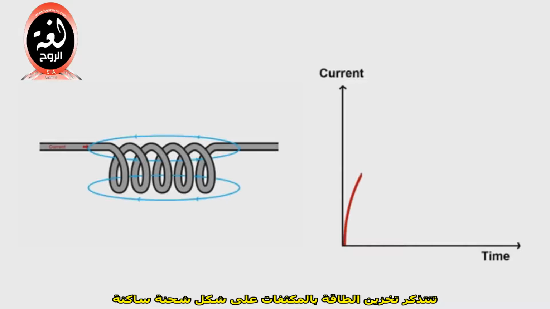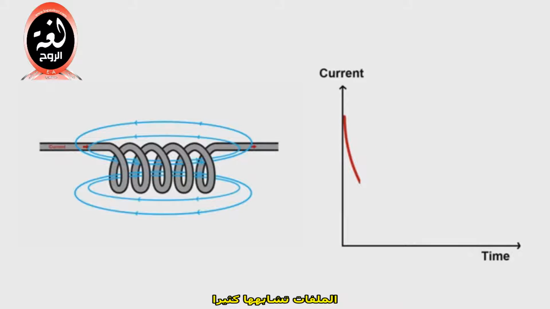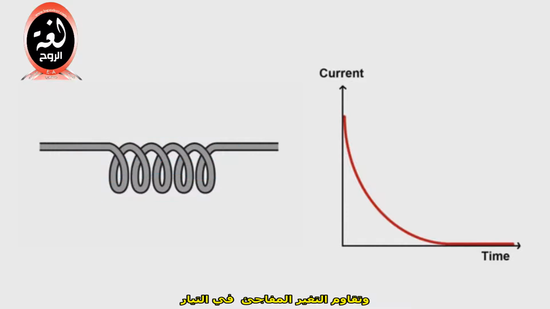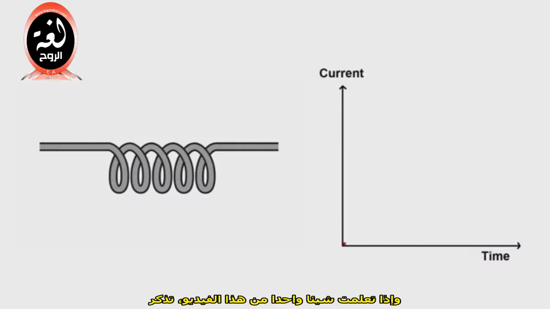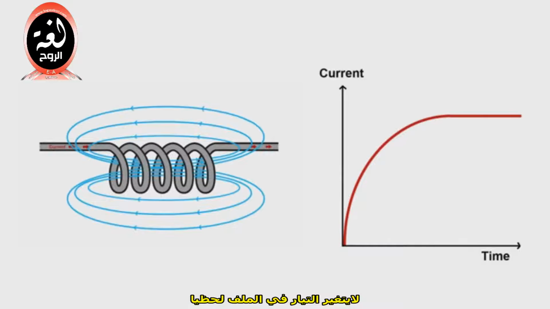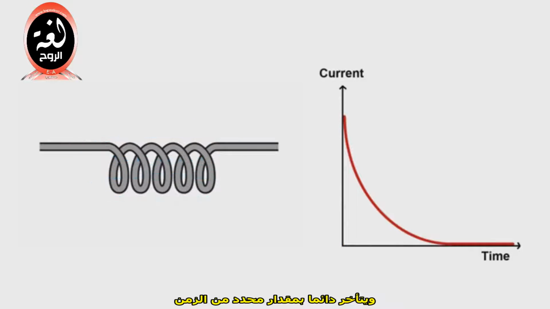You know how capacitors store energy in the form of a static charge and resist sudden changes in voltage? Well, inductors are very similar. They store energy in the form of a magnetic field and resist sudden changes in current. And if you only learn one thing from this video, remember, the current in an inductor cannot instantly change. It always lags by a certain amount of time.